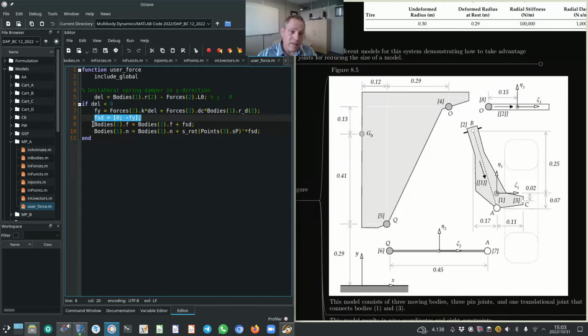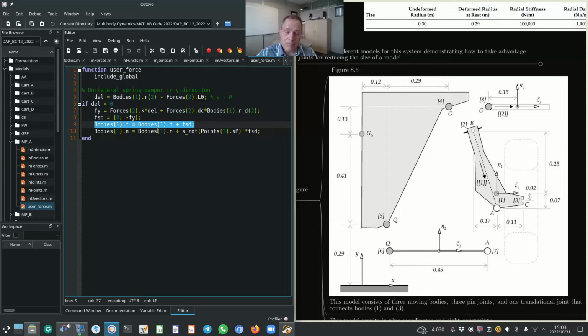Alright, and then the next line is again a repetition of what we've spoken about in the double A arm suspension. We simply append the spring damper reaction force to the already existing externally applied forces that act on body 1. That's what this line of code does.